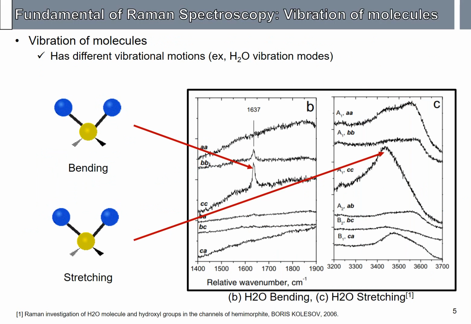Let's look at an example. The left figure shows the vibration modes of a water molecule, which are bending and stretching. And this vibration mode absorbs a typical amount of energy from the incident light and it will be excited. So the scattered light will have a shifted wavelength from the incident light. And the shifted wavelength of the light is measured and counted as in the right figure.